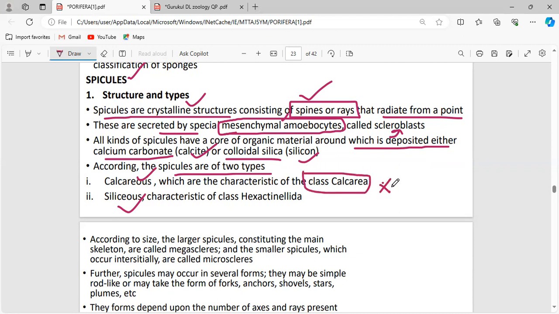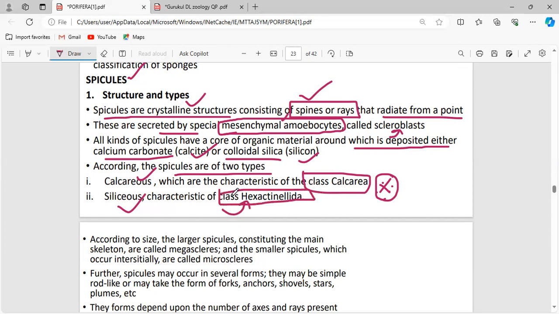Most important statement. If the spicules of the sponges are made up of calcium, then they are called calcareous sponges, and those organisms are placed under the class Calcarea. If the spicules are made of silicon, then they are said to be siliceous sponges, and that is placed under the class Hexactinellida.